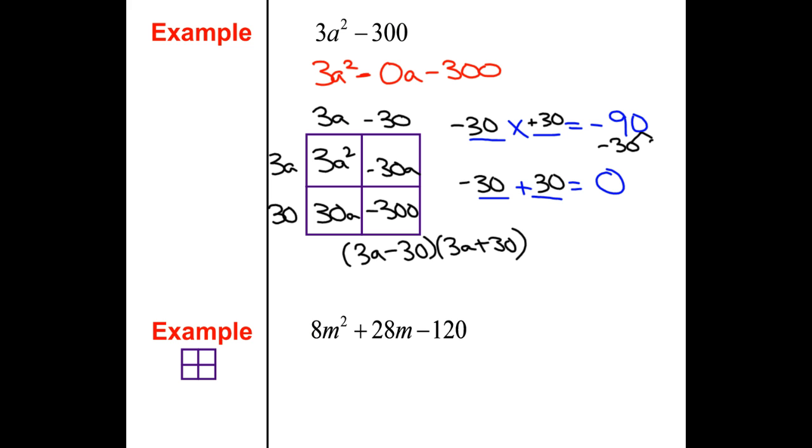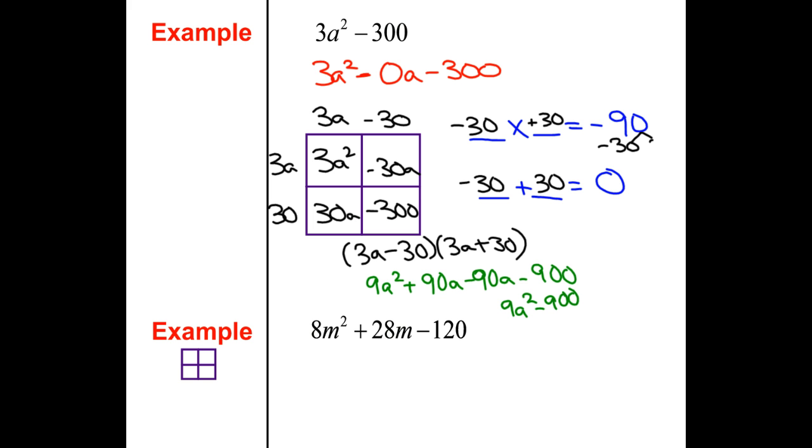Now let's check if we did this right. So let's expand each piece out. So we'll get 9a squared plus 90a minus 90a minus 900. So we combine our like terms, we'll get 9a squared minus 900. Is that what we started with? Well, no, it's not. So we made a mistake.